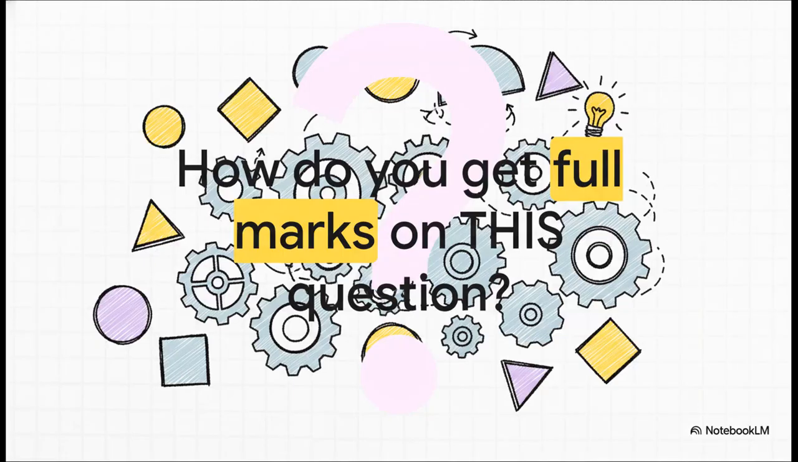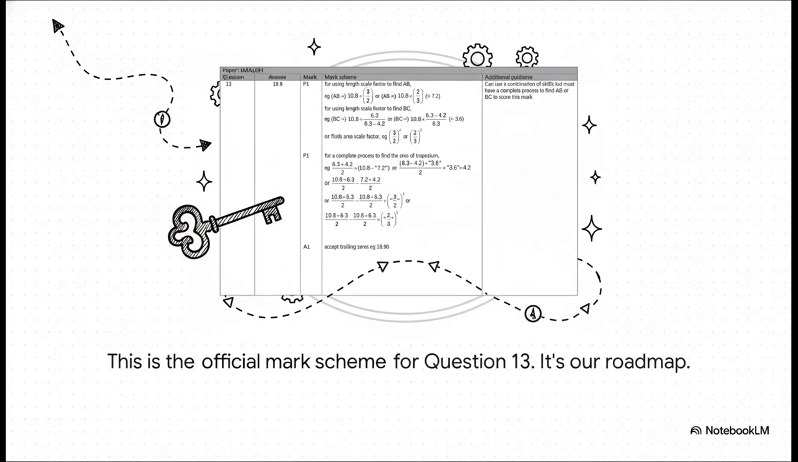So here it is. This is the question we're going to tackle. How in the world do you get full marks on this? It might look a little intimidating at first, but I promise, once you see the logic, it all clicks into place. And this is our secret weapon. This is the official mark scheme straight from the exam board. You can think of this as our roadmap. It tells us exactly what an examiner is looking for, and we're going to follow it step by step to get every single one of those 3 marks.